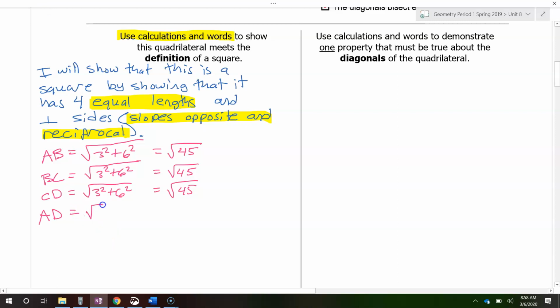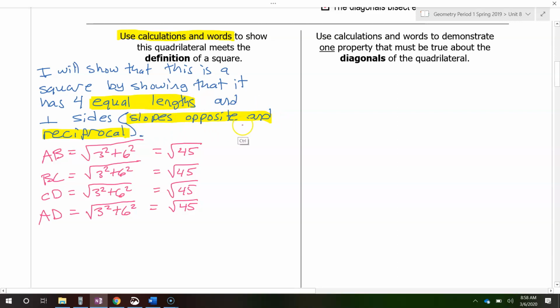Notice the kind of work that I'm showing. This is the absolute bare minimum of work that you're allowed to show. Do not skip the square root of 3 squared plus 6 squared part. Don't skip that and go straight to the radical 45. That will be points lost both on your homework and on the test. Okay, so that's half of the main body. We've done the part where we've shown that we have 4 equal lengths.